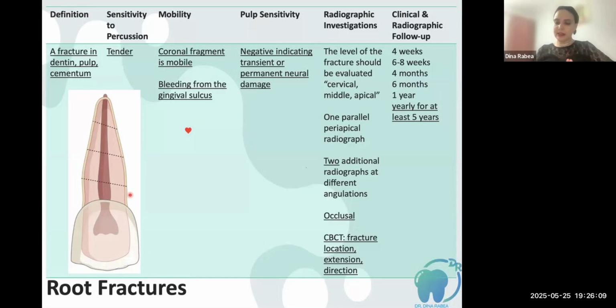And when we speak about clinical and radiographic follow-up, again, we would like to see the patient at 4 weeks to desplint, in case we are doing a 4 weeks splint, then 6 to 8 weeks, and 4 months, in case we are doing a cervical root fracture splint, and then 6 months and 1 year. And again, this is a hard type of fracture that we need to see the patient after for every year until at least 5 years of the tooth age.